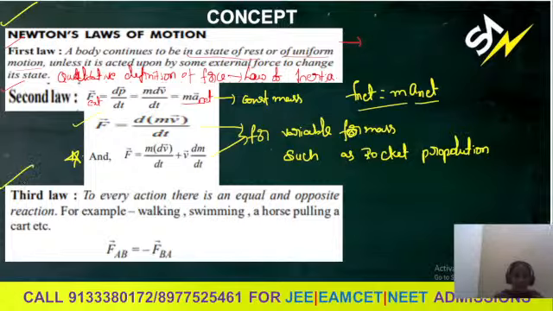Third law: to every action there is an equal and opposite reaction. For example, when we are walking, swimming, or a horse pulling a cart. In these motions, for every action there is an equal and opposite reaction, like FAB is equal to minus FBA. These forces cannot balance each other. They act on different objects. Action is equal to minus reaction. They act on different objects simultaneously and do not cancel each other.